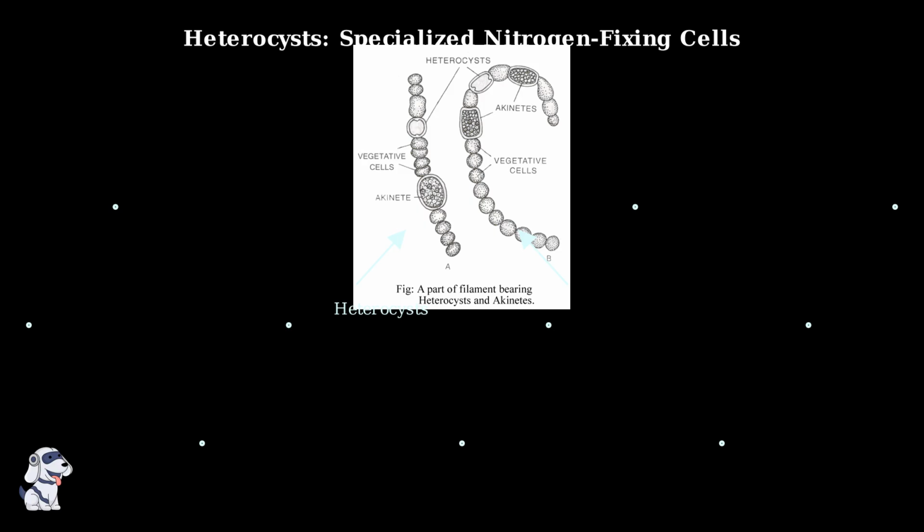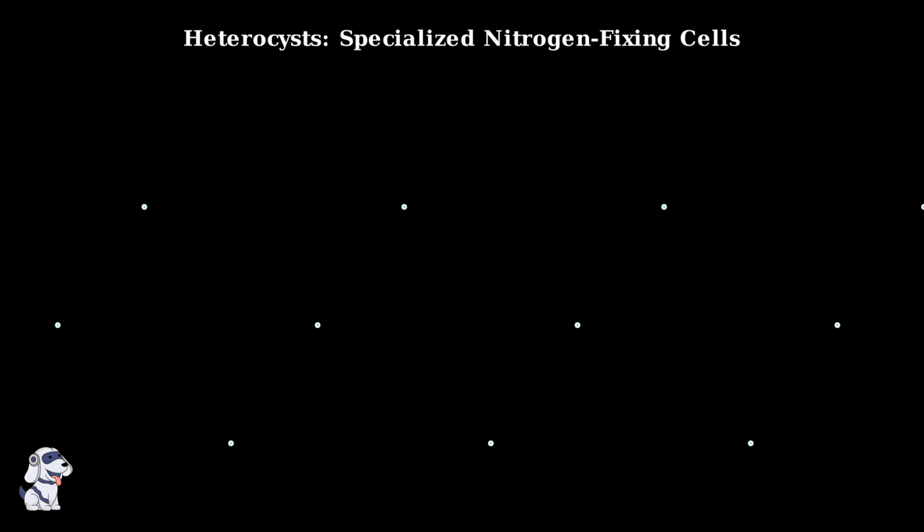Within Anabaena filaments, there are remarkable specialized cells called heterocysts. These are the nitrogen-fixing factories that make Anabaena so important in aquatic ecosystems. Look at these clear, oval-shaped structures in the filament. These are heterocysts. They appear different from the regular vegetative cells because they have a specialized structure designed for one crucial job. Now let's zoom in and understand what makes heterocysts so special.